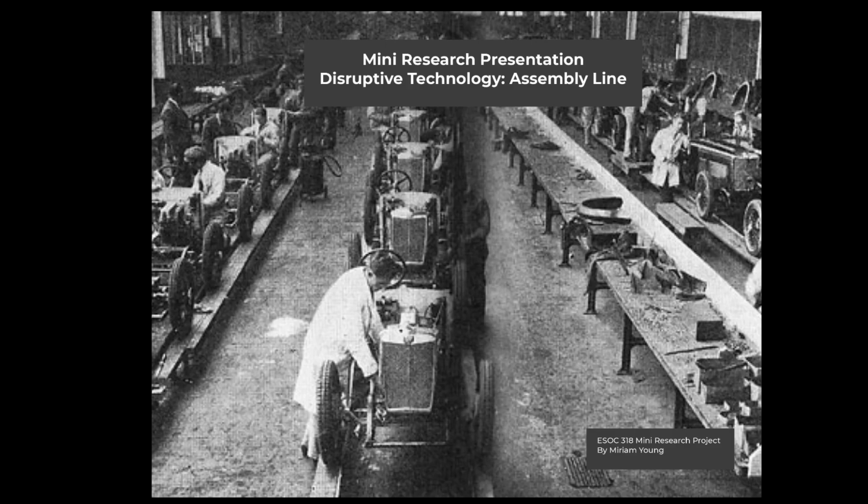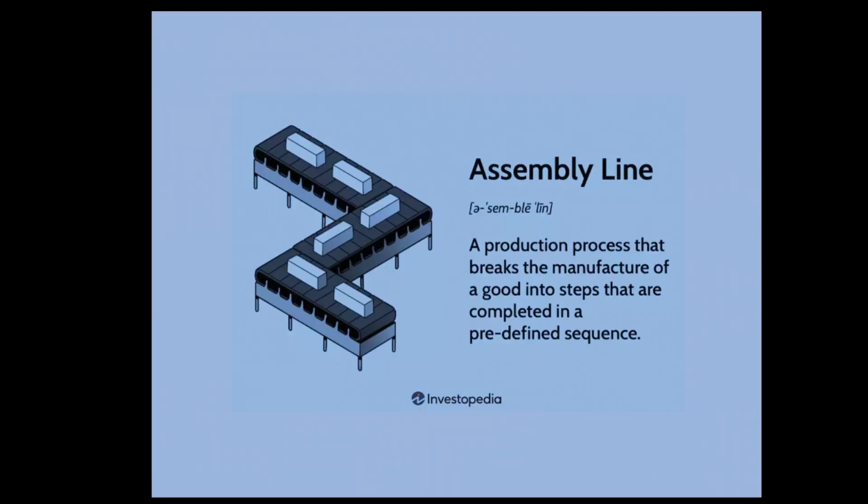My name is Miriam Young, and I will be talking about the disruptive technology that I've chosen, which is the moving assembly line, or the assembly line. So, first off, the definition or terminology of an assembly line is a production process that breaks down the manufacture of a good into steps that are completed in a predefined sequence, from Investopedia.